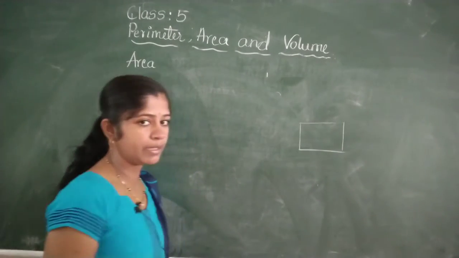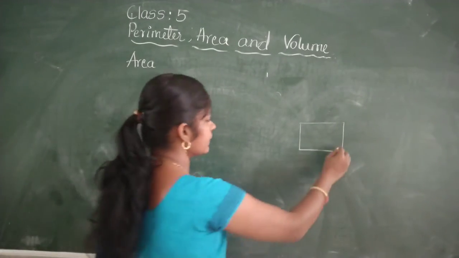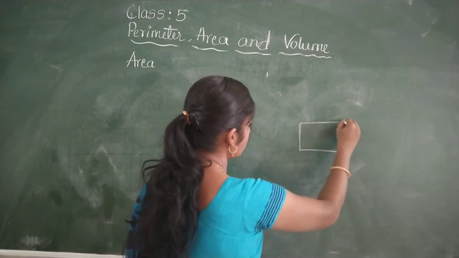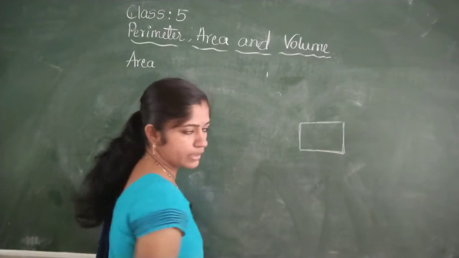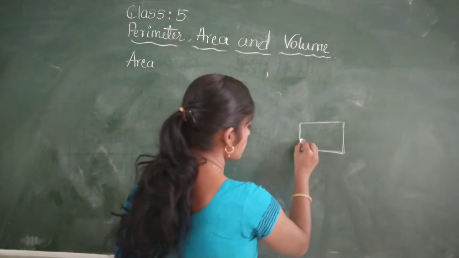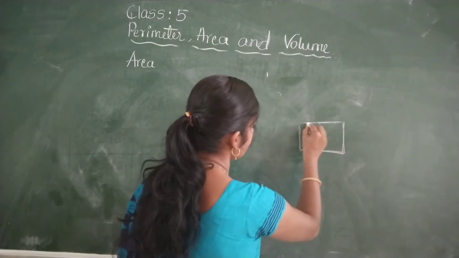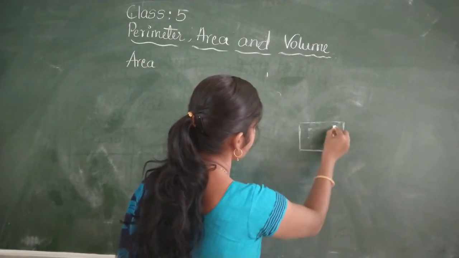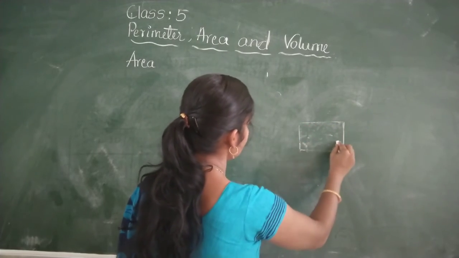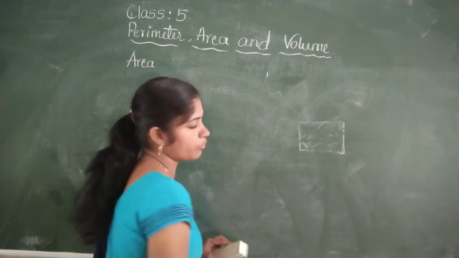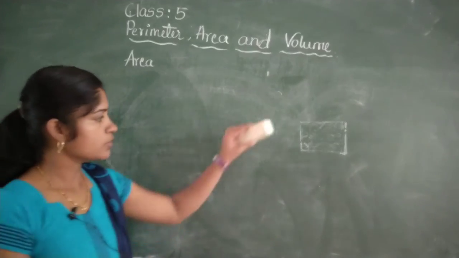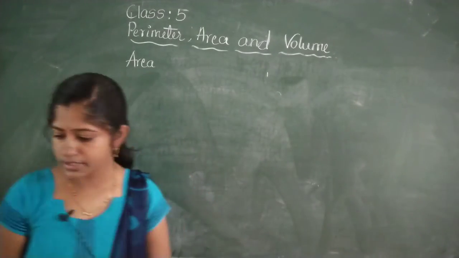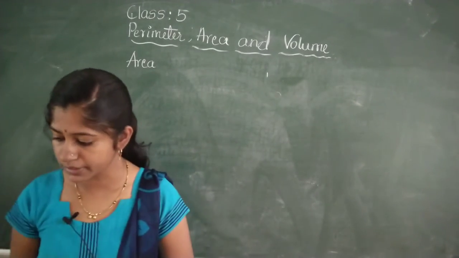Perimeter means you just add the sides of the given figure and you will get the perimeter. But area means the total space enclosed by the figure. The total space, whatever I am shading now, all of this is the area of the given figure. So here I will take some examples from your My Practice Time 2.